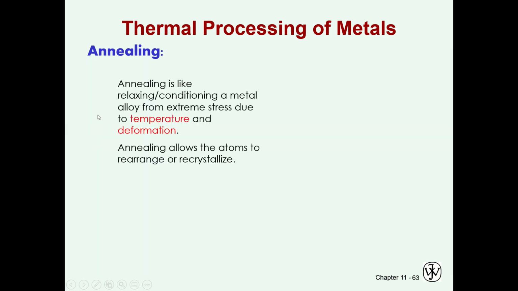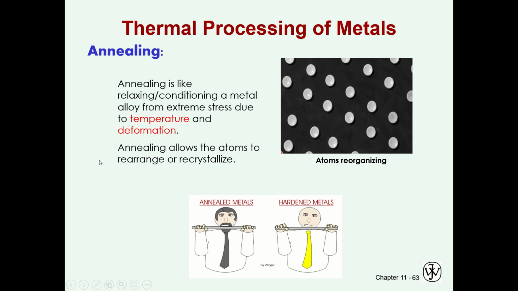So annealing in a nutshell is like relaxing or conditioning a metal alloy from extreme stress due to temperature and deformation. In temperature, if we hot work it, and deformation whenever we do cold deformation or plastic deformation. So basically annealing allows the atoms to rearrange and recrystallize, making it workable again. Okay, so these are annealed metals. As you can see, we can anneal metals to make them workable again. But hardened metals are very strong, stiff.